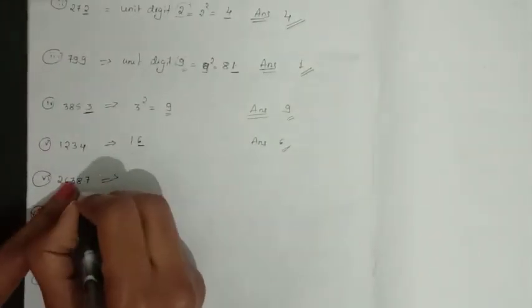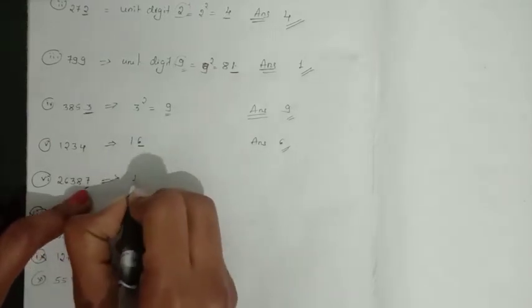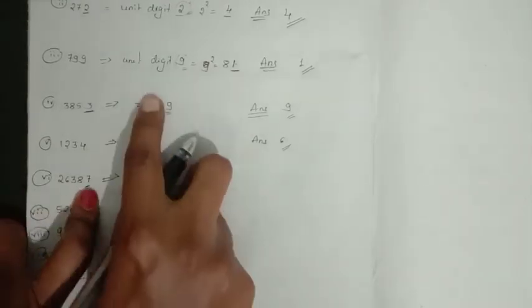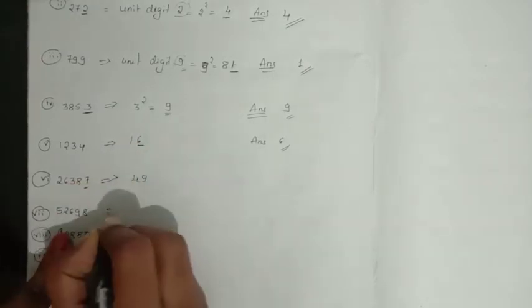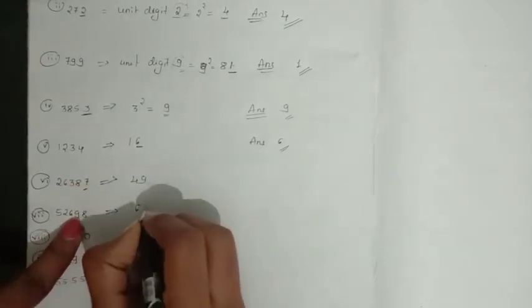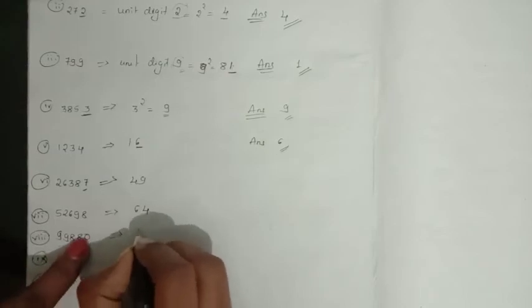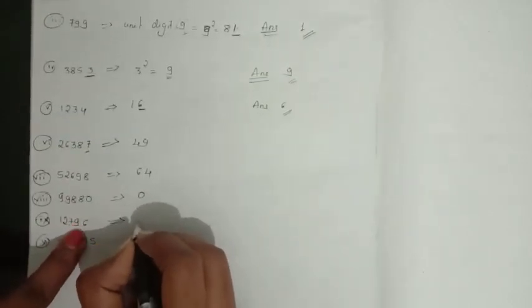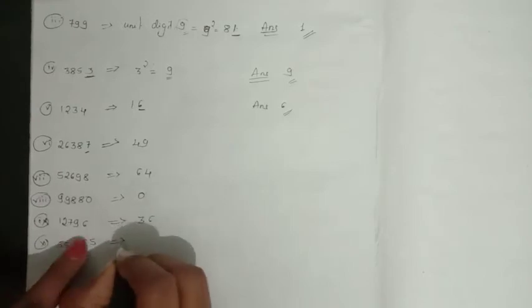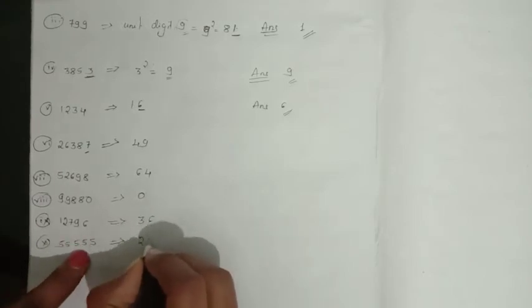So what about here? The unit digit is 7. 7 square is 49. Even if you want, you can write. Okay, 4 square is 16. 7 square is 49. And what about here? 8 square, 8 8 is 64. What about 0? 0 square is 0 only. Then what about 6? 6 square is 36. What about 5? 5 square is 25.